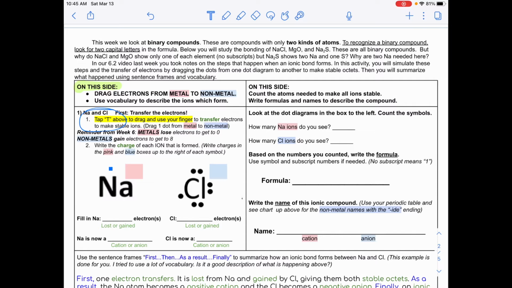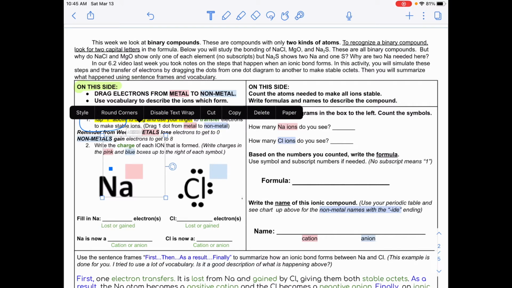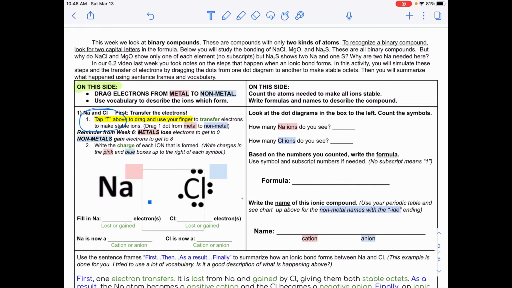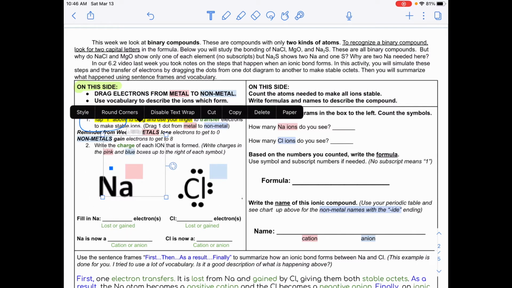And then looking at these dot diagrams, do you notice that one of them is blue? That one is draggable. When I tap on it, I get a little text box and I can drag that around. So thinking about how atoms want to be stable, we see that Na would either have to gain 7 or lose 1. Losing 1 is easier than 7, so it wants to lose 1.